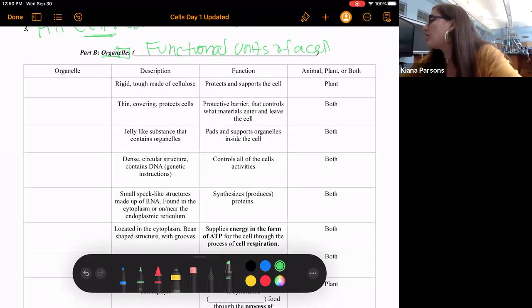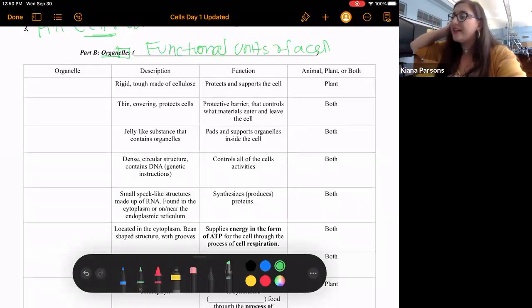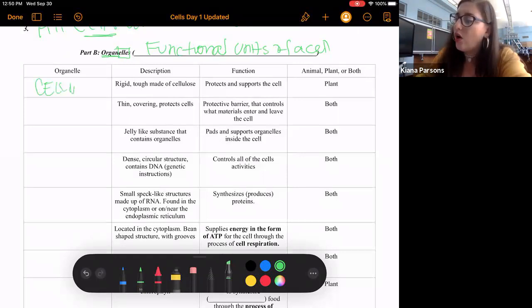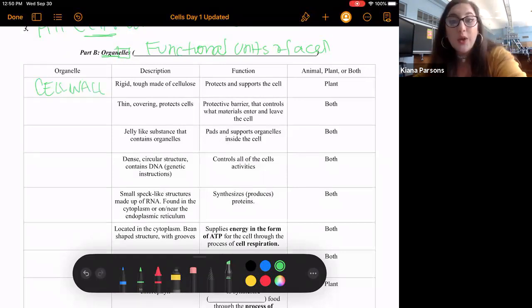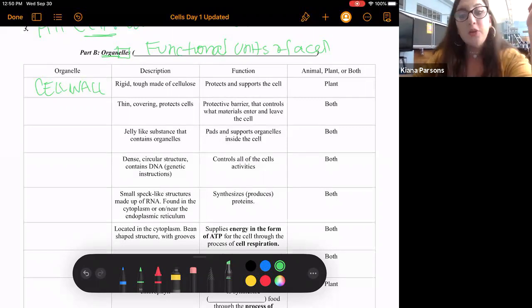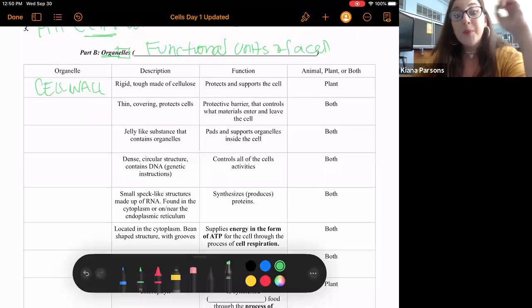So we're going to start with the first organelle that is rigid and tough and made of cellulose. It protects and supports the cell, and it only occurs in plant cells. So here we're talking about the cell wall. And in this unit, we will see plant and animal cells. And in the microscope lab that you guys completed at the end of Unit 1, you observed both human and plant cells. And you may have noticed that the human blood cells are round in shape, but the onion cells that you observed had a rectangular shape.